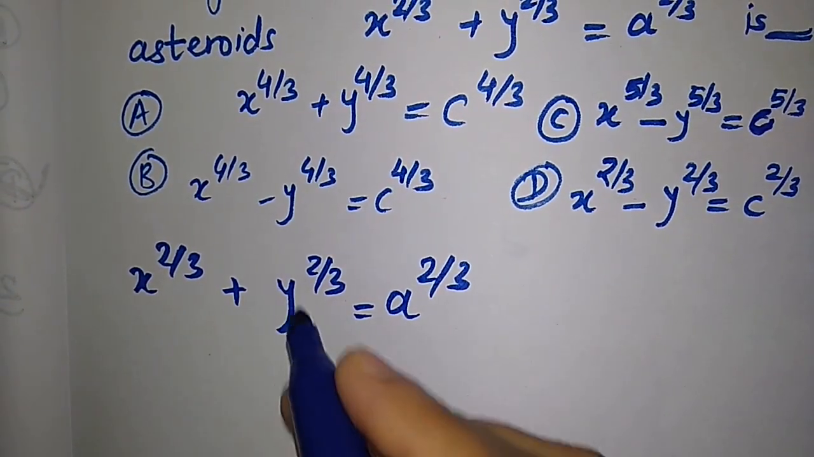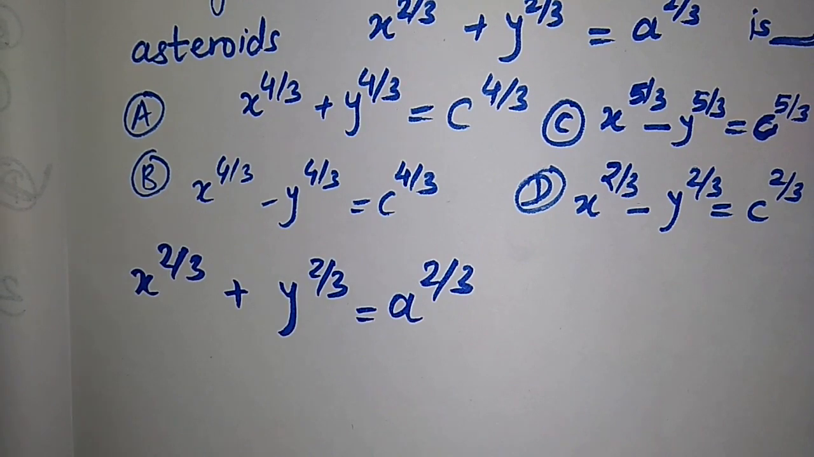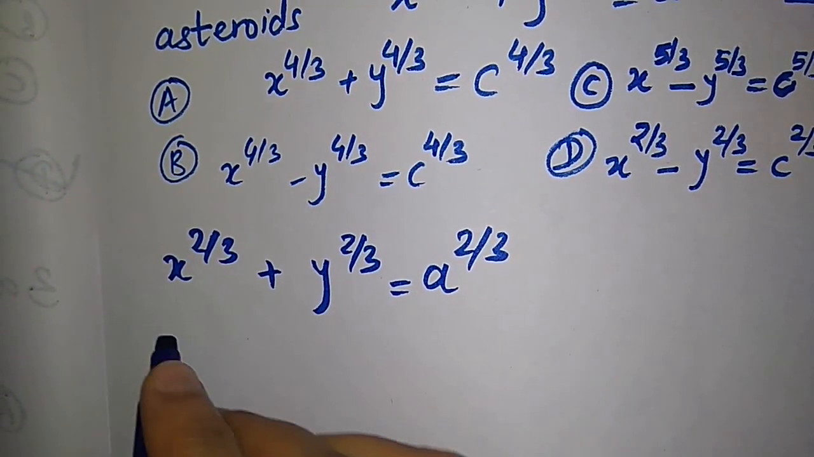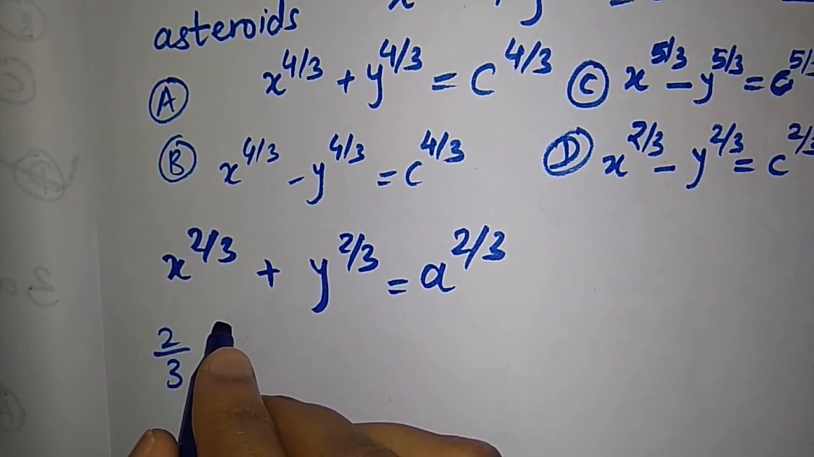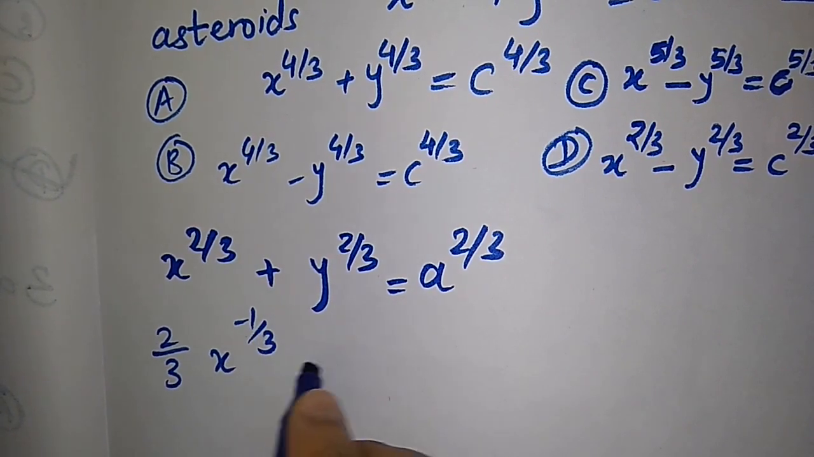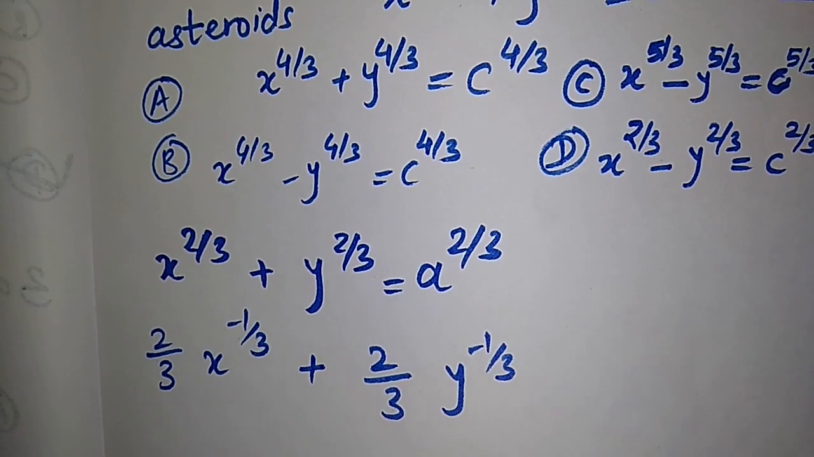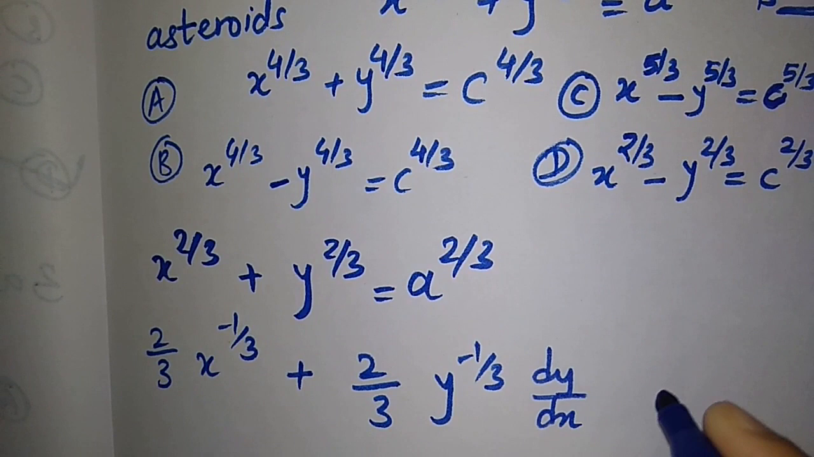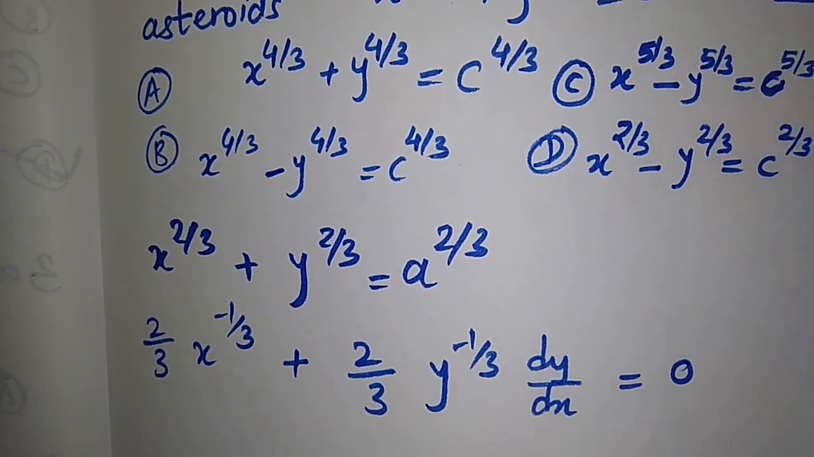So the standard way is you just take the differentiation. We first find out the differential equation, and then in that you just replace dy/dx by minus dx/dy. So let us solve it. Differentiating with respect to x, we will get 2/3 into x raised to 2/3 minus 1, which is minus 1/3, plus 2/3 into y raised to minus 1/3 into dy/dx is equal to 0, since a is the constant, so its derivative with respect to x is 0.